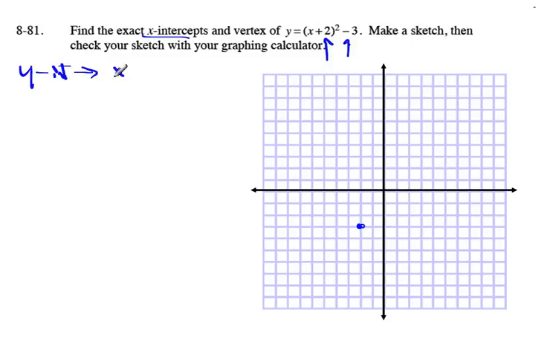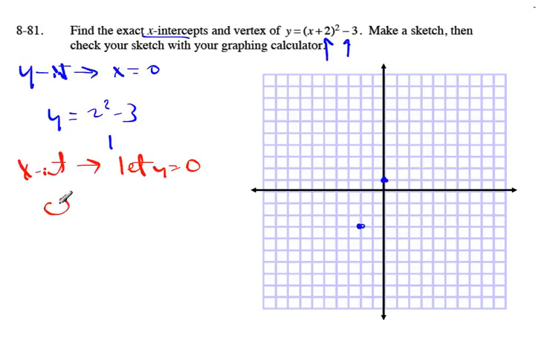So I'm going to let x be 0. So I have y equals 0 plus 2 is 2 squared minus 3. So that's going to be 1. So 0, 1 is going to be my y-intercept. Now my x-intercepts are when y is 0. So I have 0 equals this x plus 2 squared minus 3, just like before. Solve it algebraically, so I put my 3 to the other side.